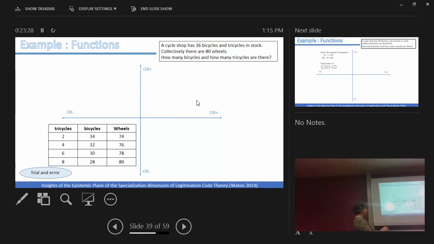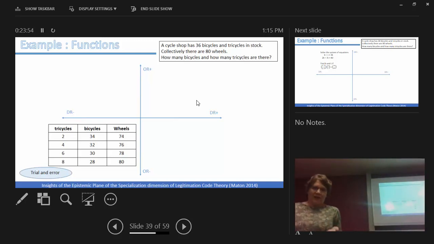So you might start off by saying, all right, I'm going to say 2 tricycles. I'm using the fact that the sum of these has to be 36, and then working out the number of wheels that these would have, and then going through the process until I have 80 wheels. But how did I know I'm going to start with 2 tricycles as opposed to 2 bicycles? That could have been a much longer process.